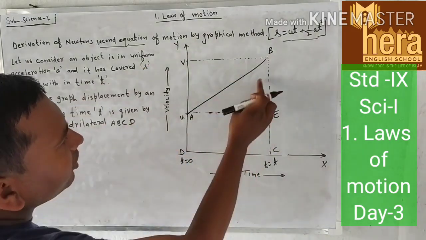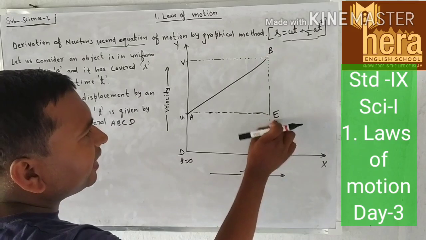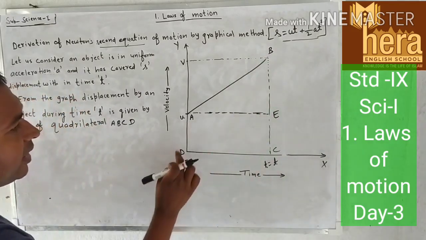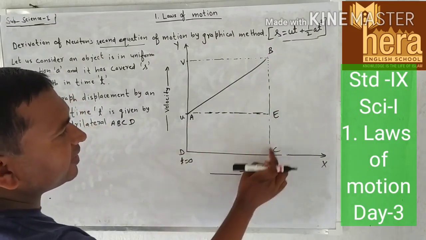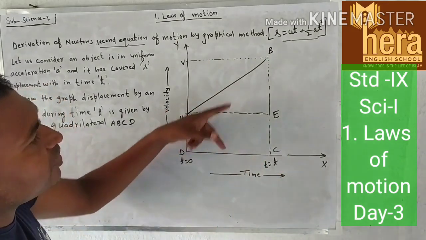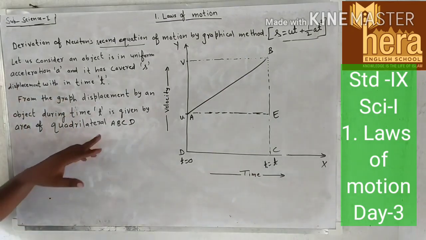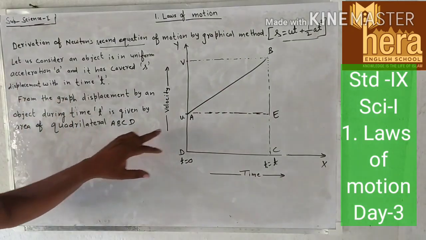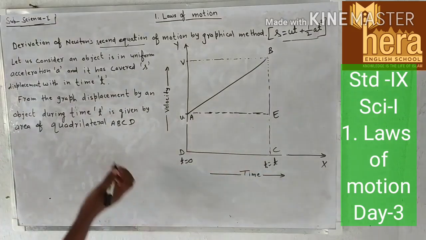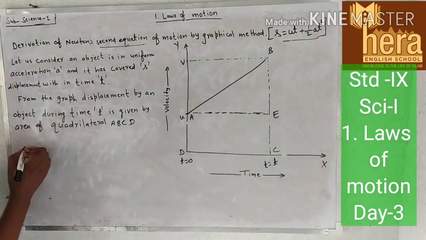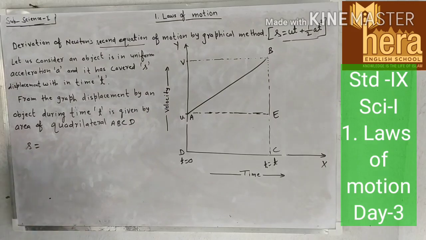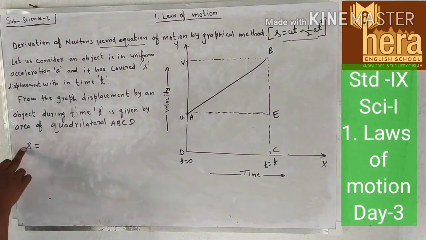If you find the area of triangle ABE and the area of rectangle ADCE, and add these two areas, you will get the whole area. So the area of quadrilateral ABCD will be equal to S, where S is the displacement or distance. In your syllabus, S is distance or displacement.